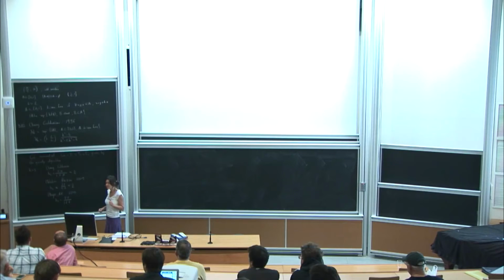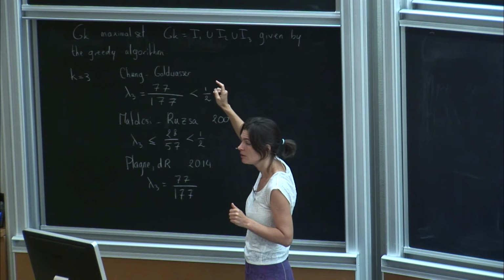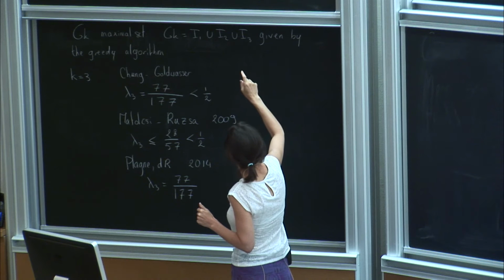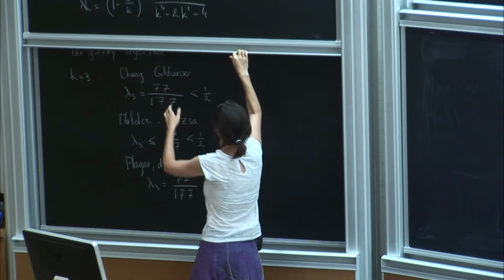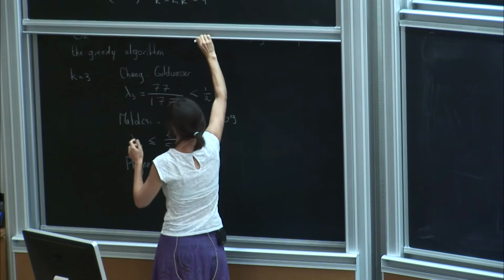Maybe it should be k to 4 in the result. You mean describing? Maybe k to 4 minus 4. Oh, yeah, you're right. Genau, yeah. Thank you.